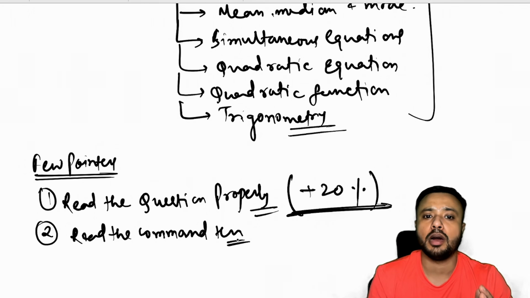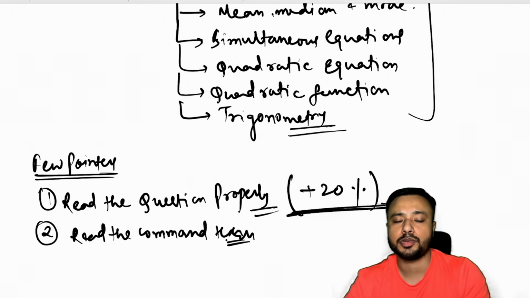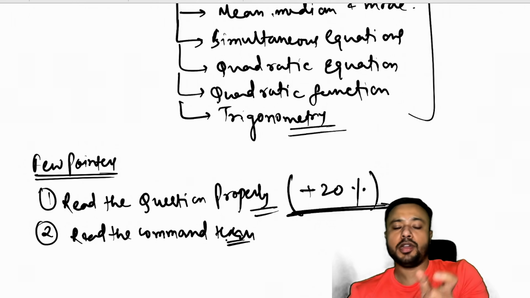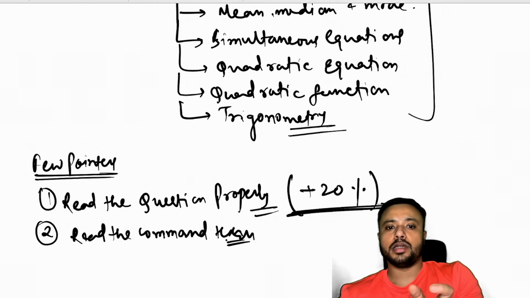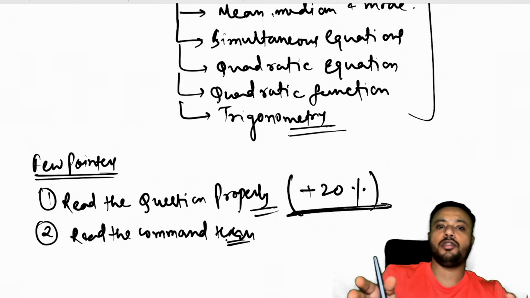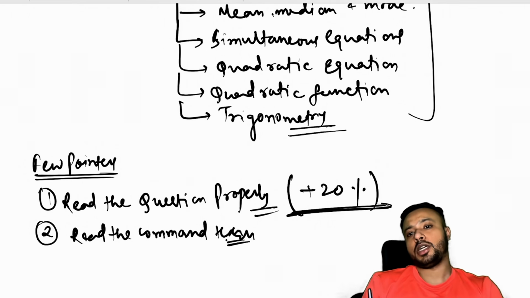So when I say read the command term, you will see that in your IB assessment software, when you open your maths paper, the command terms are given in blue color, guys, or bold letters. Why have they given it in bold letters? Because every command term has a definition defined in IB.